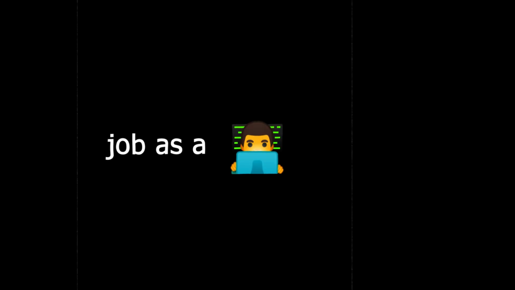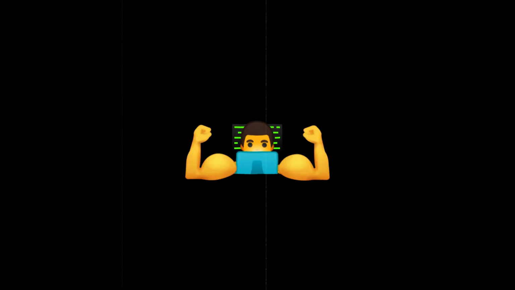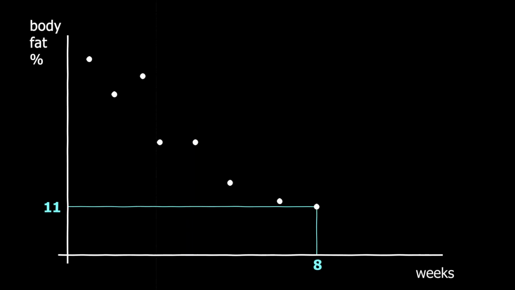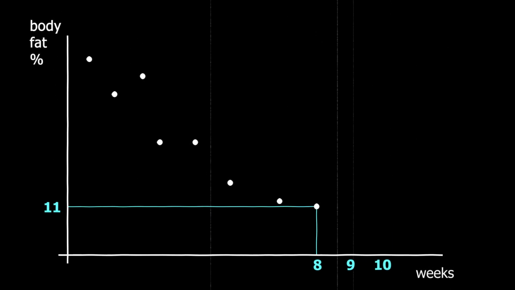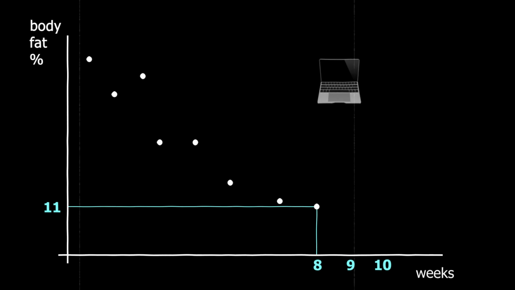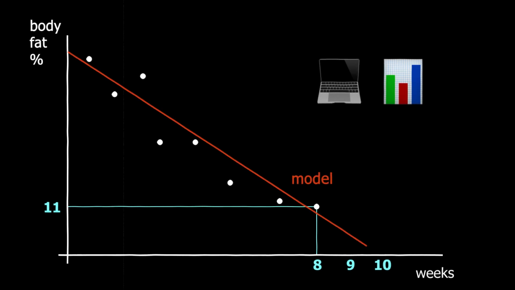Okay, let's dive in. Besides your job as a machine learning engineer, you choose to work as a fitness trainer. Your client has been training for 8 weeks and isn't quite satisfied with the result yet. He has already lost a ton of weight and reduced his body fat percentage to 11%. But he wants to know how much he will have lost after 10 weeks. Since you're always well prepared, you open your laptop, pull out the data you tracked, and develop a suitable model.